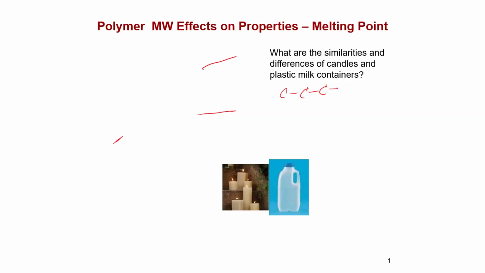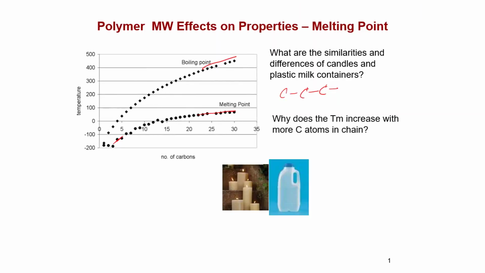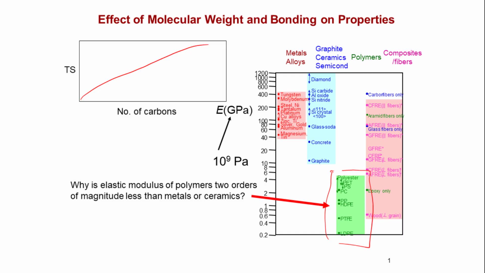The molecular weight of polymers significantly affects their properties, such as melting point. For instance, the melting point increases with more carbon atoms in the chain. Let's compare the properties of candles and plastic milk containers. The elastic modulus of polymers is 2 orders of magnitude less than metals or ceramics. This difference is due to the molecular weight and bonding characteristics of polymers. Let's delve into why this is the case.